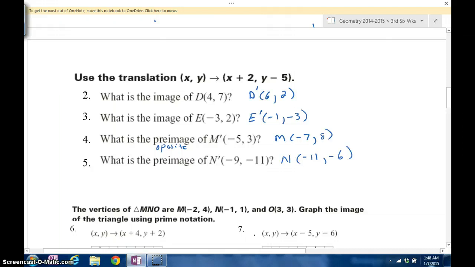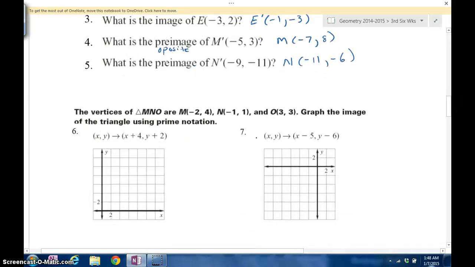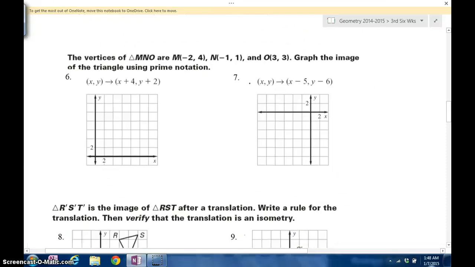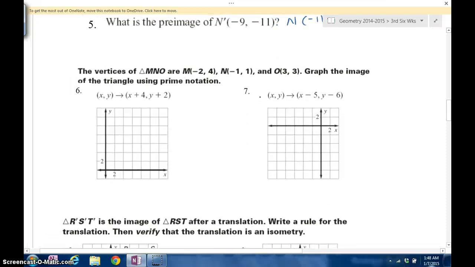Alright, that's how you do that. So be sure you know what an image and a pre-image are. A pre-image is the original figure, the image is the new figure. Okay, the image has the prime, the pre-image doesn't have the prime. Alright, so these ones here, we're just going to graph these on the triangle and then find the translation using the prime notation. So we have (negative 2, 4).